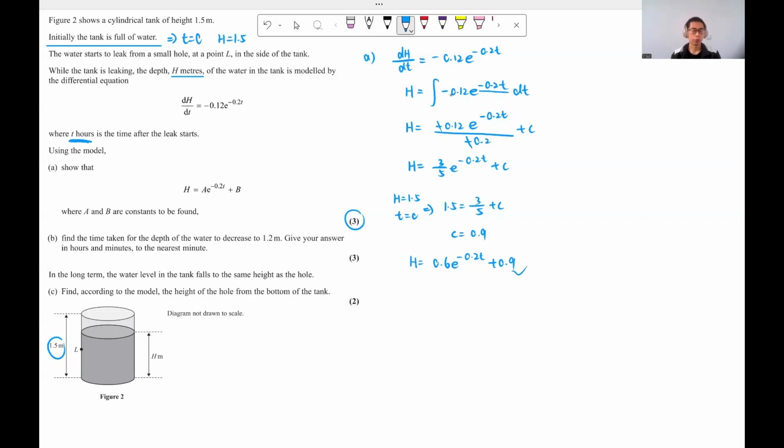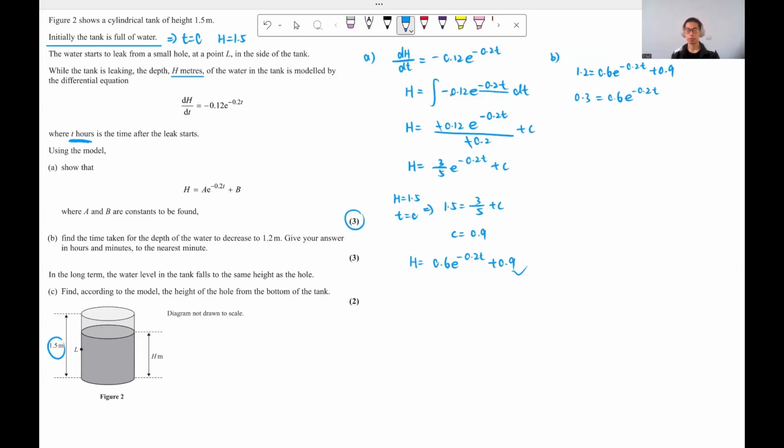Okay, part B. Find the time taken for the depth of water to decrease to 1.2 meters. Give your answer in hours and minutes to the nearest minute. So for part B, we want to work out the time, which is t, when the height becomes 1.2 meters. So we just let h equal to 1.2. So 1.2 equal to 0.6 e to the power negative 0.2 t plus 0.9. So minus 0.9 for both sides, that would be 0.3 equal to 0.6 e to the power negative 0.2 t.